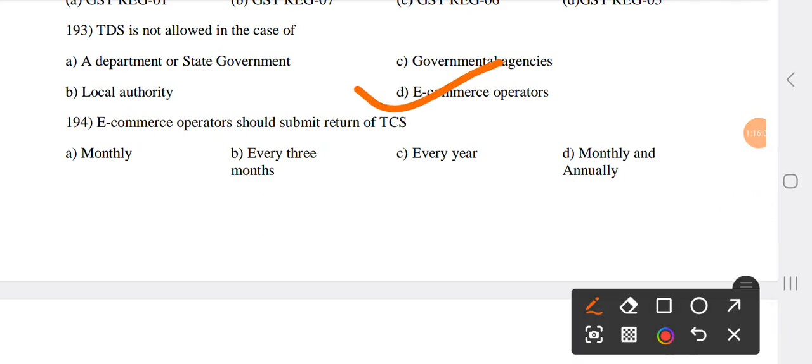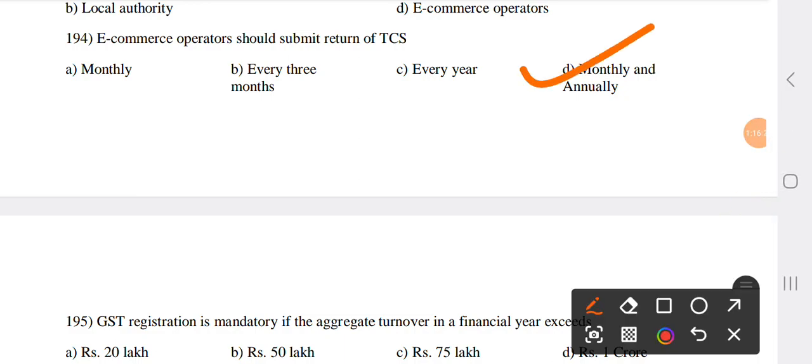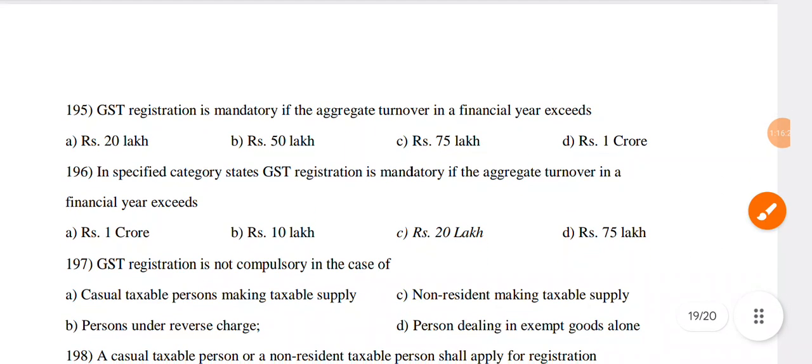Next question, e-commerce operator should submit returns to TCS. Option A, monthly; B, every 3 months; C, every year; and D, monthly and annually. The correct option is D. Next question, GST registration is mandatory if the aggregate turnover in a financial year exceeds option A, rupees 20 lakh; B, rupees 50 lakh; C, rupees 75 lakh; and D, rupees 1 crore. The correct option is A.